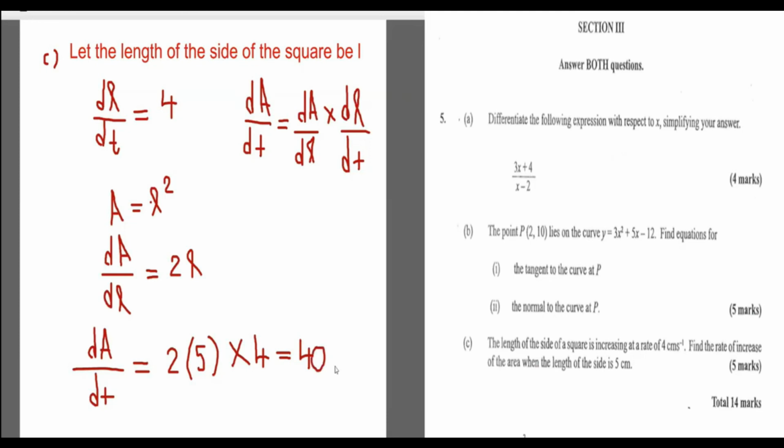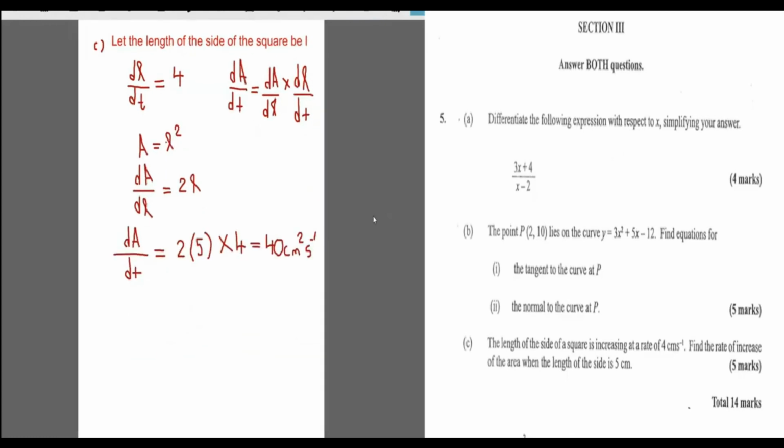But we're not finished yet, guys. Area is in centimeters squared, so it's 40 centimeters squared per second. Per second is s to the minus 1. And so that is the rate of increase. That takes care of question 5. Nice and easy. So that takes care of the differentiation aspect of the question.